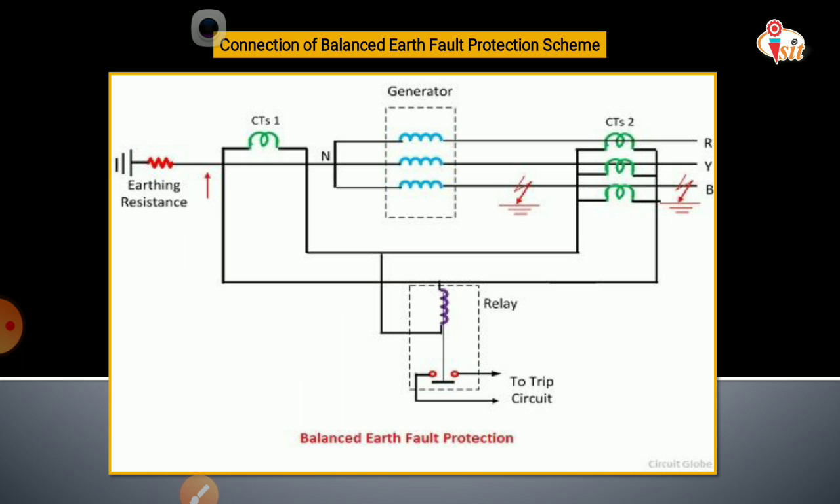So this is the third type of protection, that is the balanced earth fault protection, or it is also called the restricted earth fault protection. Since it gives the protection to the restricted area only, it is also called the restricted earth fault protection.